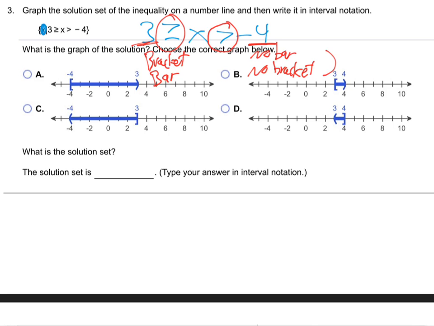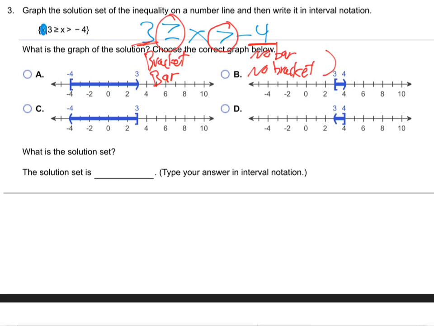Did that make sense? Let's go over that one more time. First off, the answer is either going to be A or C, right? They're the two that have shading between negative 4 and 3, which is what that statement is saying. And then you have to get the bar-bracket thing right. Remember, a bracket has a straight edge, so that's for equals. When you include the edge, you're equal to the edge. So BB is the easy way to remember that. Bar goes with bracket. B goes with B.